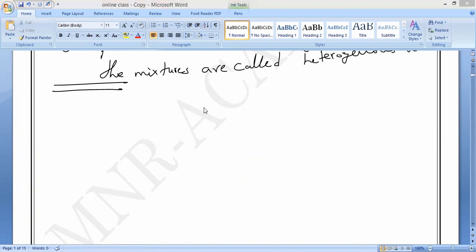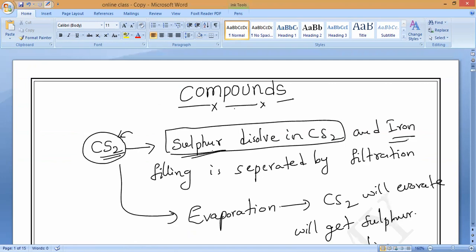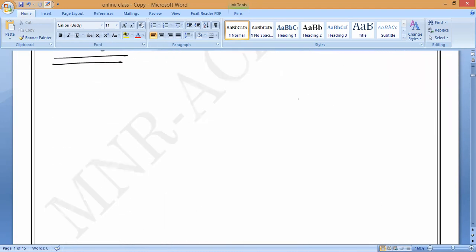Now, coming to today's class, we are going to study the next concept of this chapter. What is this called? Compounds. Compounds are formed by a physical reaction or a chemical reaction? Chemical reaction. That is what you have to remember. Compounds always form by chemical combination. How many elements? Two or more elements chemically combined in a fixed proportion by mass. That is what we call compounds. Please note it down.